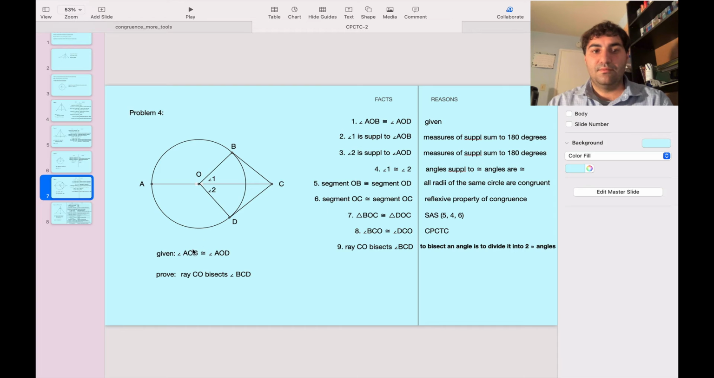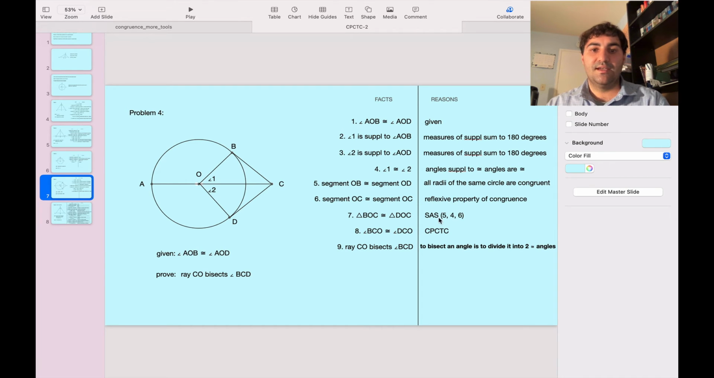And since angle AOB is congruent to AOD, 1 is congruent to angle 2 because angles that are supplementary to congruent angles are congruent. We also know that since segment OB and segment OD are both radii of the same circle, these segments are going to be congruent because all radii of the same circle are congruent. We also know that segment OC, so OC is not a radius because point C is outside of the circle, right? But we can still say that segment OC is congruent to itself by the reflexive property of congruence.